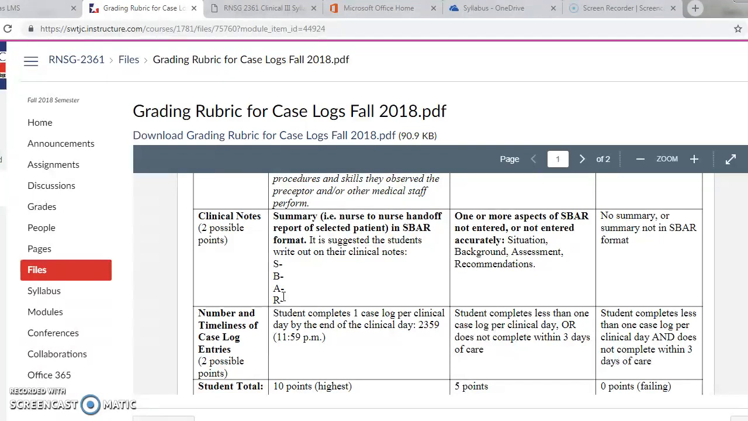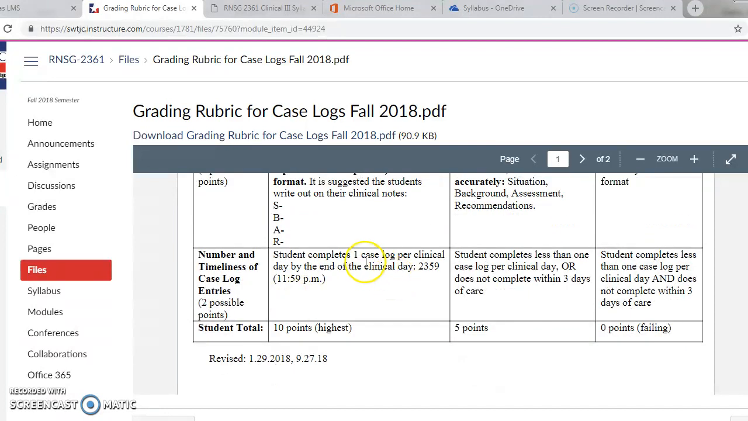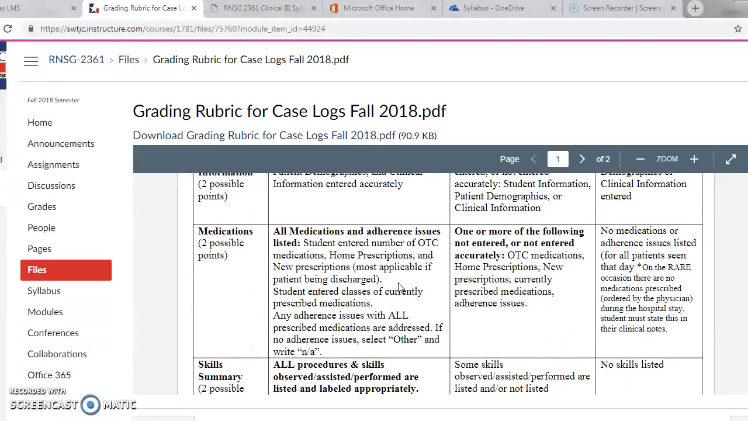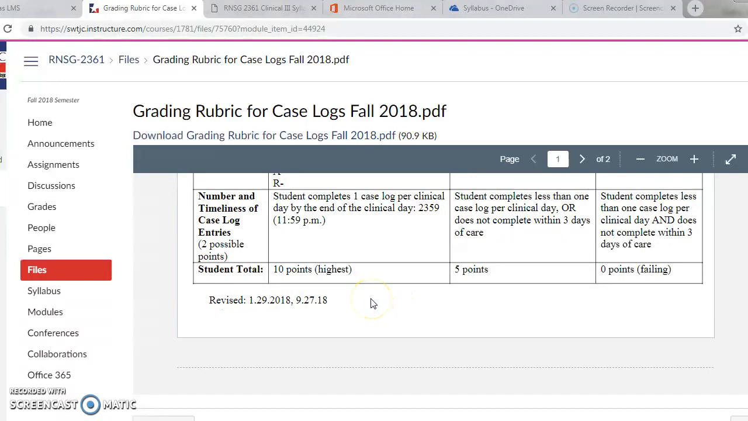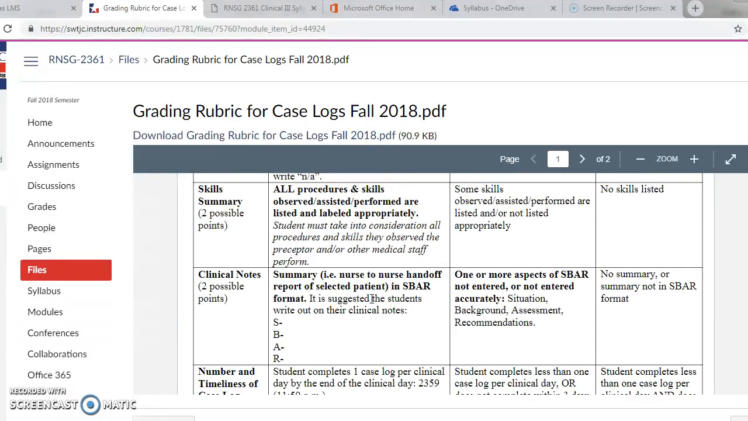We put out things in the skills fair for you. We can't spoon feed y'all. You need to go and look and see what goes in SBAR. We've given you this two semesters already, full what goes into SBAR, and so that needs to be done correctly, y'all. And then remember, it's at least one case log per clinical day and completed by the end of the clinical day. So if all these criteria are met, you get 10 points for that case log.